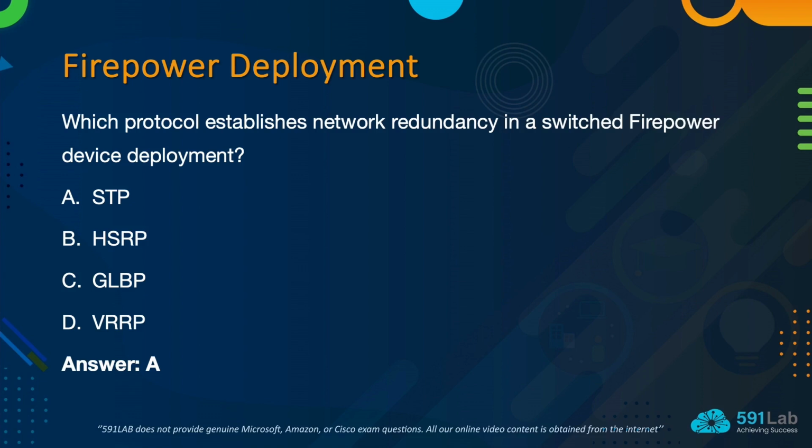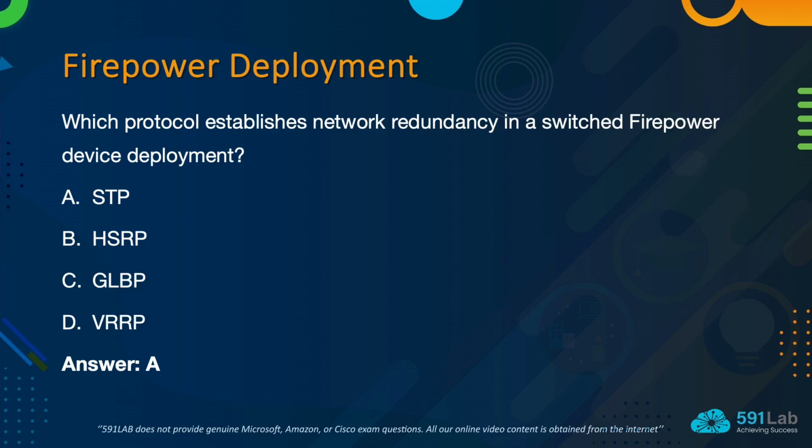HSRP, VRRP, and GLBP create a virtual router with a single IP address. They provide redundancy by allowing devices to seamlessly switch to the backup router if the primary router fails.